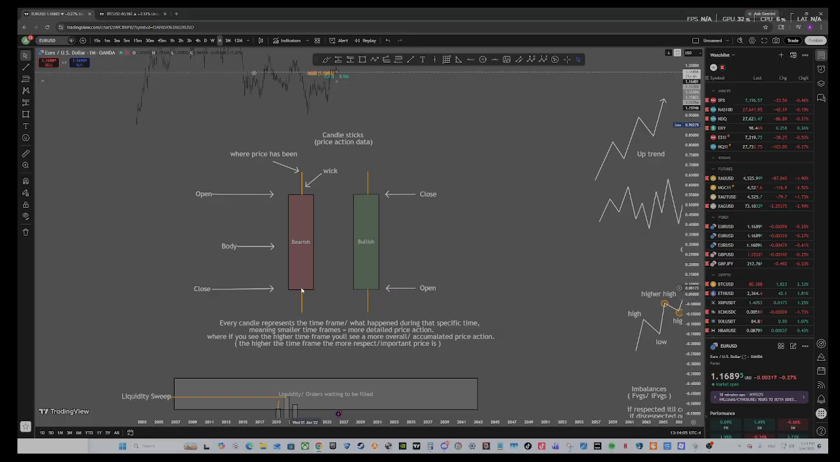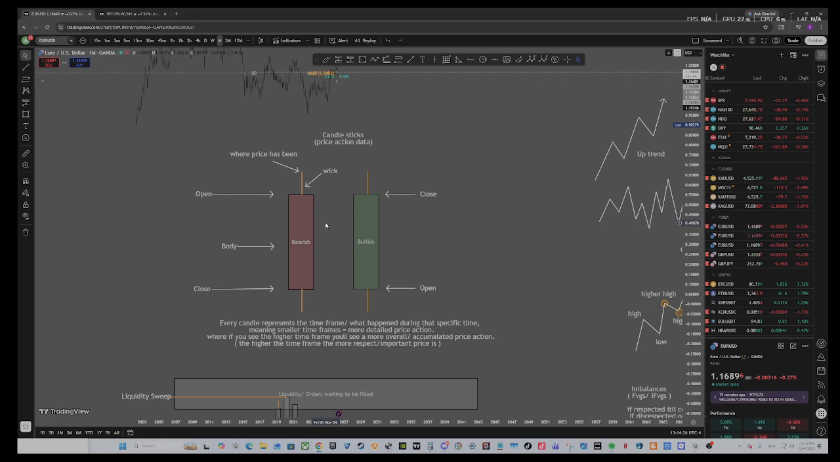It opens right next to the one that closed, right? So now we have an open candle. It goes down for a bit, goes back up, closes after going back down. We have a bullish candle, right? Same exact thing. It shows us what happened during that specific time.